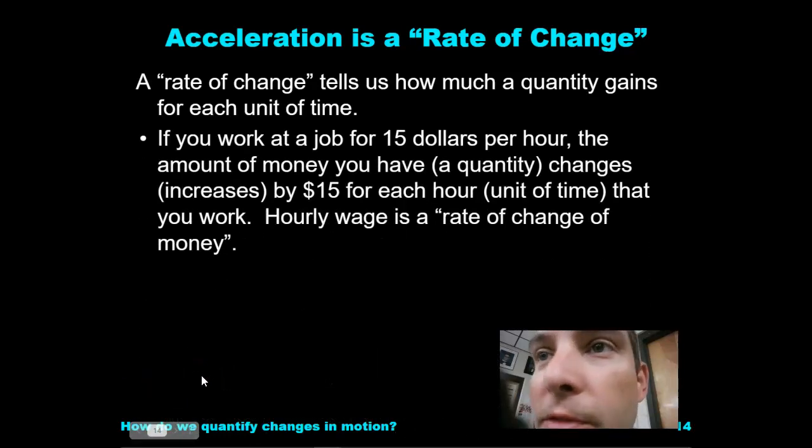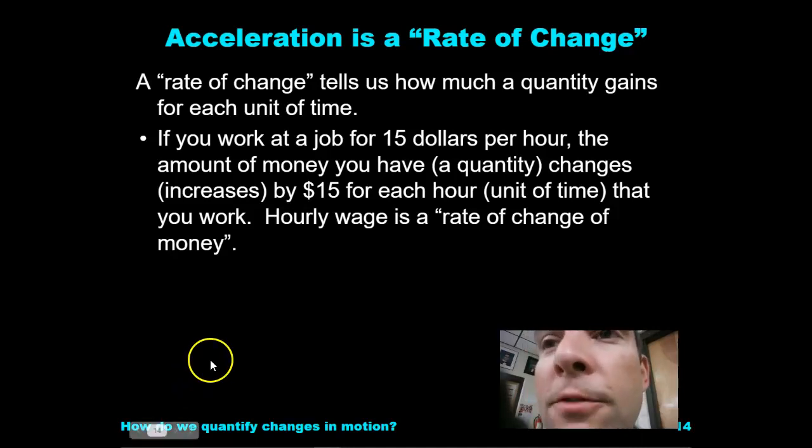If you work at a job for $15 an hour, the amount of money you have, the quantity, changes or increases by $15 for each hour, a unit of time, that you work. Hourly wage is a rate of change of money.